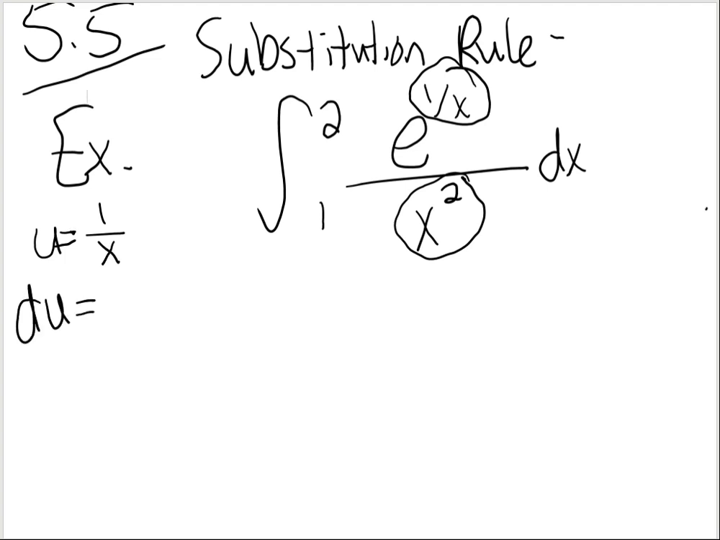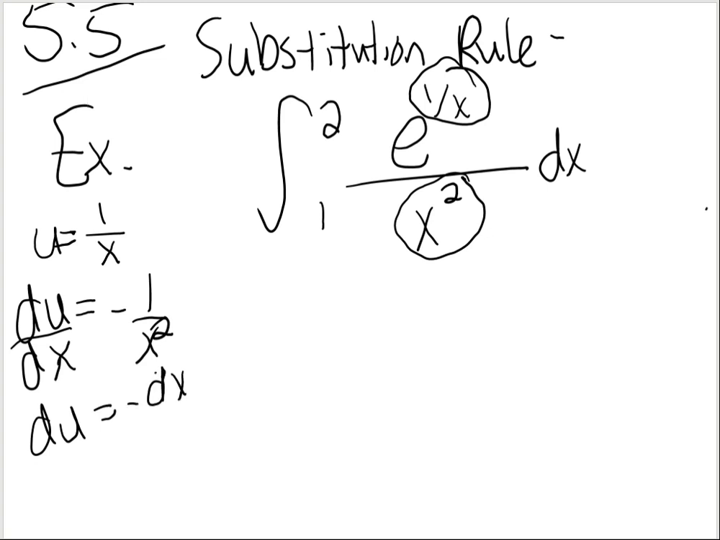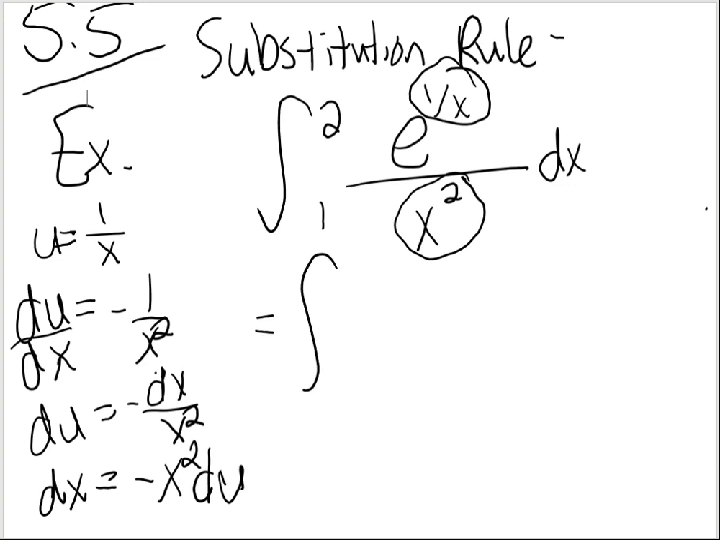What is du then? Well, du over dx is negative 1 over x squared. So du is negative dx over x squared, or dx is negative x squared du. So let's plug this in. What do we get? Well, to get our limits of integration, remember we plug it into our change of variables. This will be 1/2 and 1.